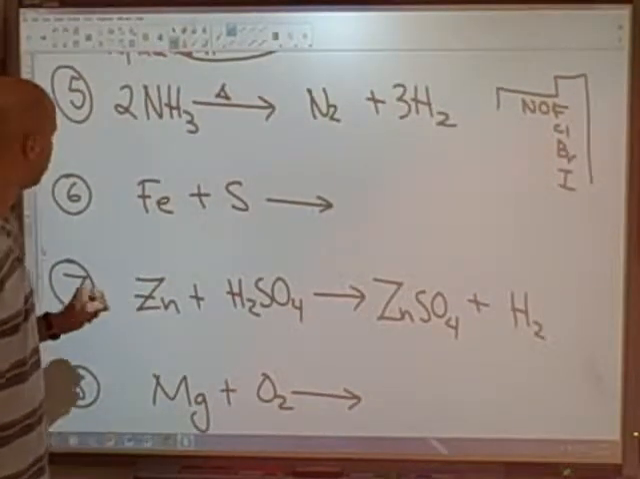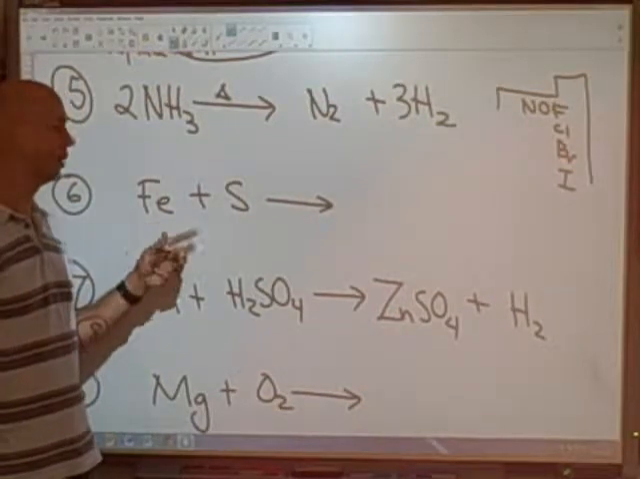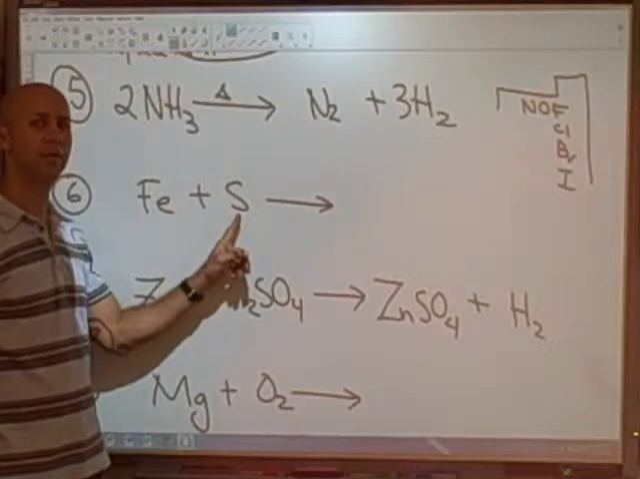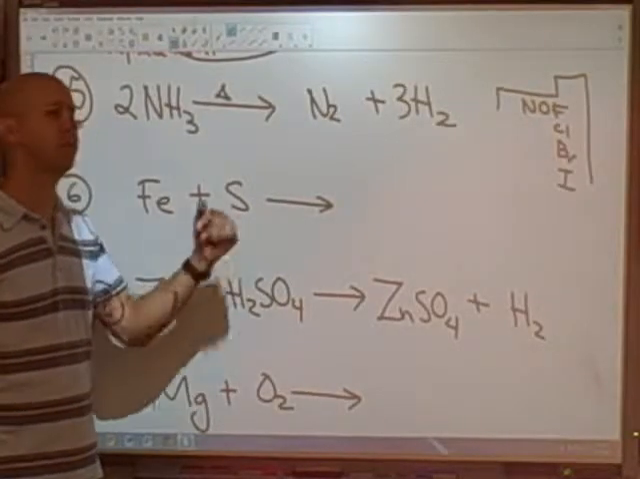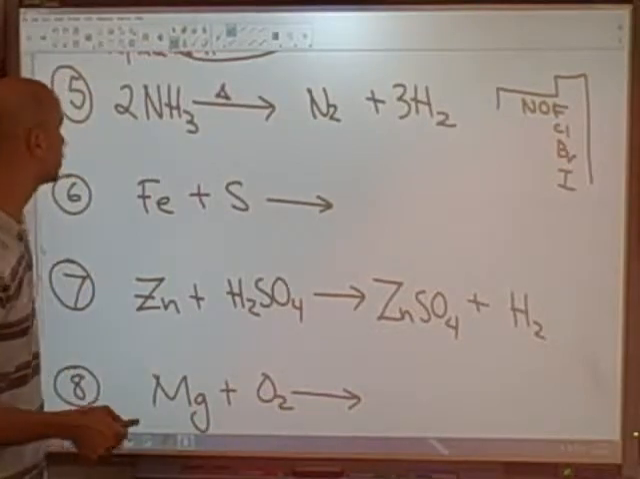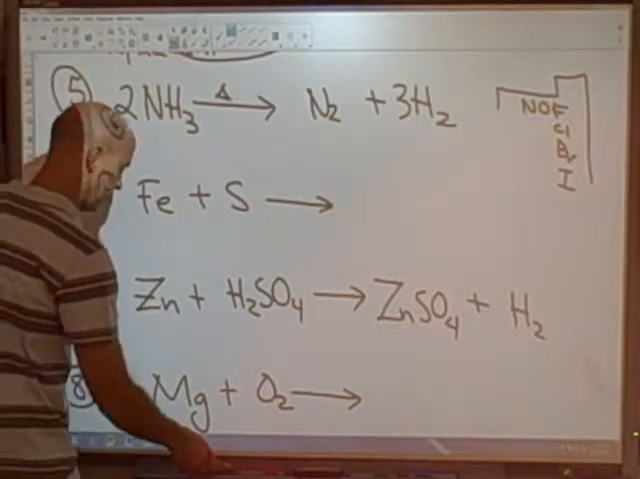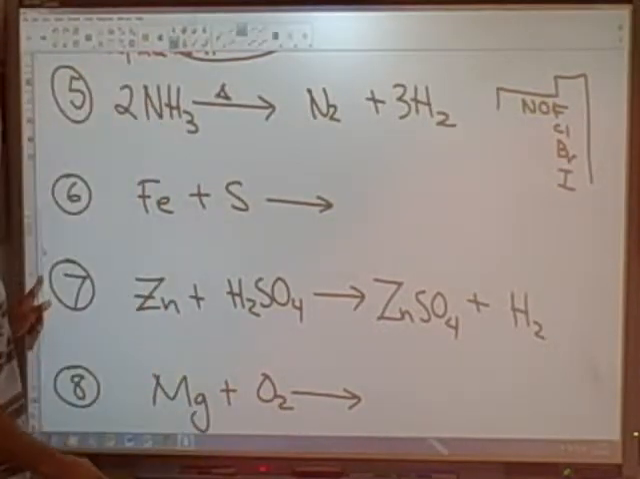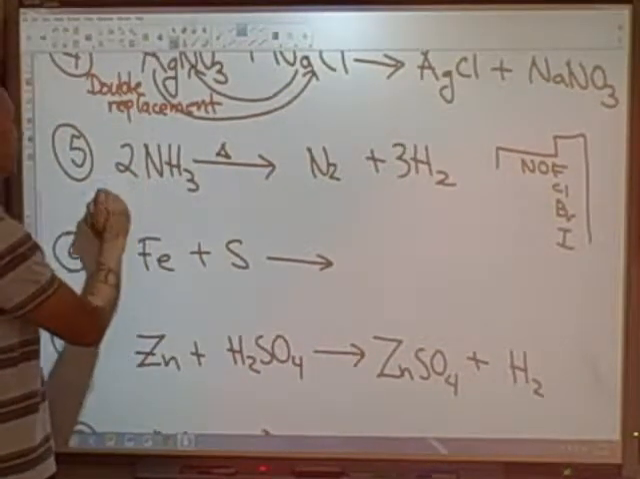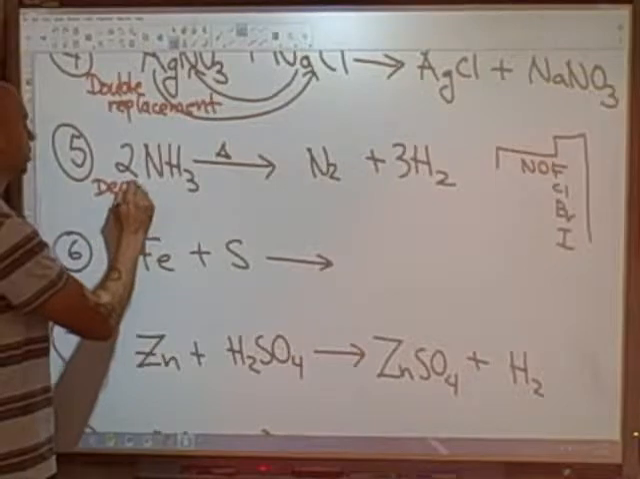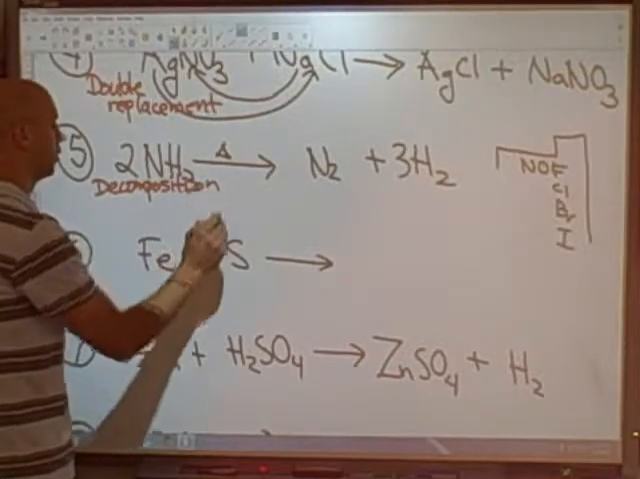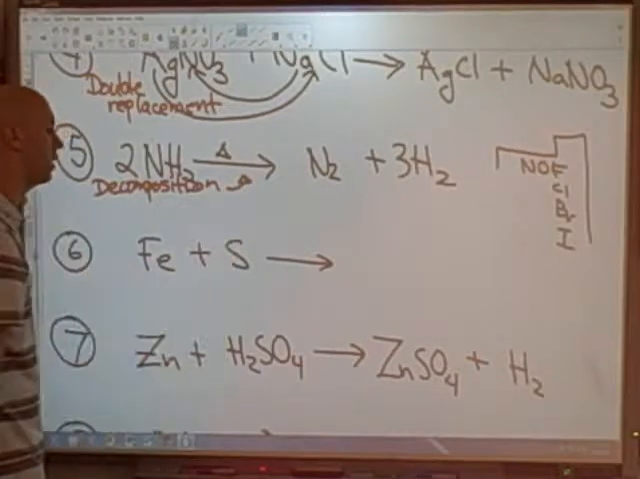Next question. Number 6. I've got 1 atom here and 1 atom there, and I'm going to do something with them. The only option I have here is a synthesis reaction. I'm going to put them together. Actually, let me go back to this previous equation and write down what type it is. This guy is called a decomposition. That's that guy.